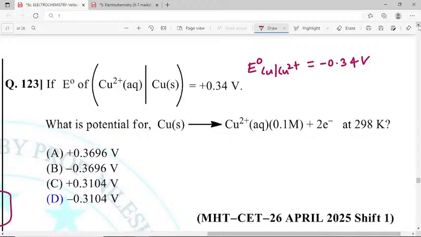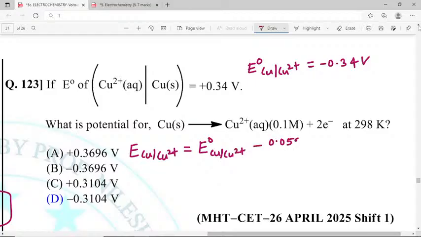So E naught copper 2 plus is minus 0.34. And so, what do we have to calculate? Nust equation वापरा इथे पण. Nust equation. So E copper 2 plus is equal to E naught copper 2 plus minus 0.0592, this whole divided by n. What is the n number here? N number is 2. And this is 10 to power -1. So multiply by log to the base 10 of the 10 to power -1 divided by 1.